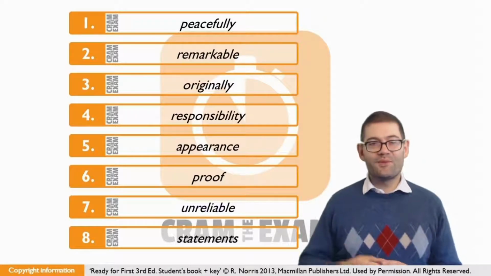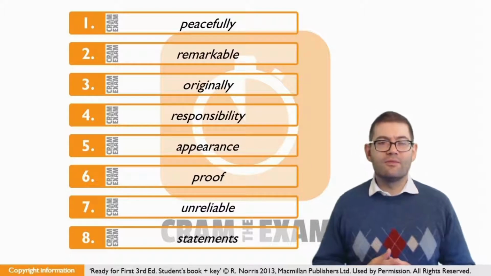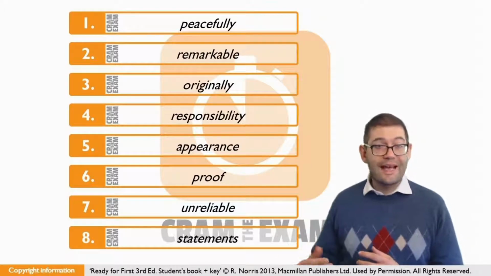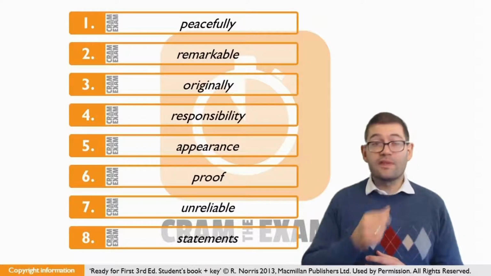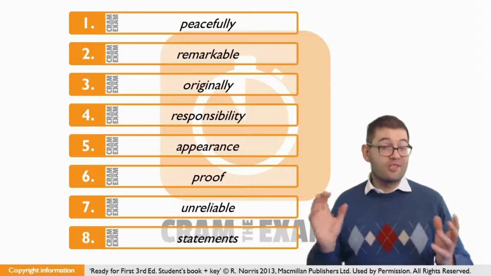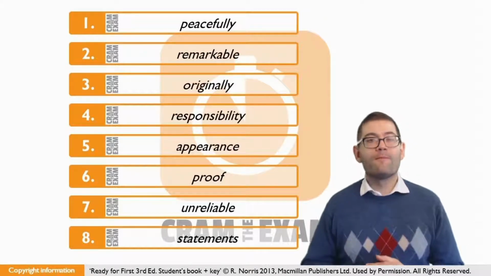For question 6, what do we need here? Well, if we have a look at the language structure before the gap, it'll tell us what we need. To establish what? To establish plus noun, and then of course we've got another clue after the gap, we've got the preposition of, and before of, if we've got a gap, chances are it's going to be a noun of some kind. Now, what's this noun going to be? Proof.